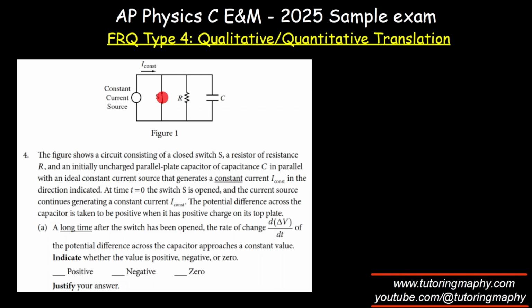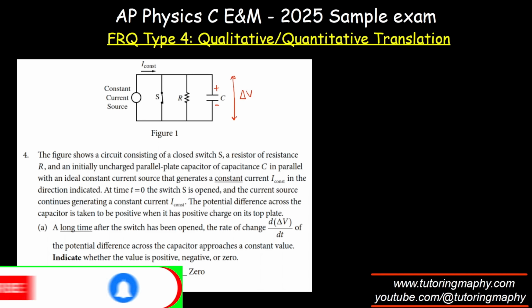Now at t equal to 0, the switch is opened, and they are asking that a long time after the switch has been opened, the rate of change dV over dt of the potential difference across the capacitor approaches a constant value. So they are asking whether that's a positive, negative, or zero value. And they are saying that if the positive charge is on the top plate, then consider the voltage to be positive.